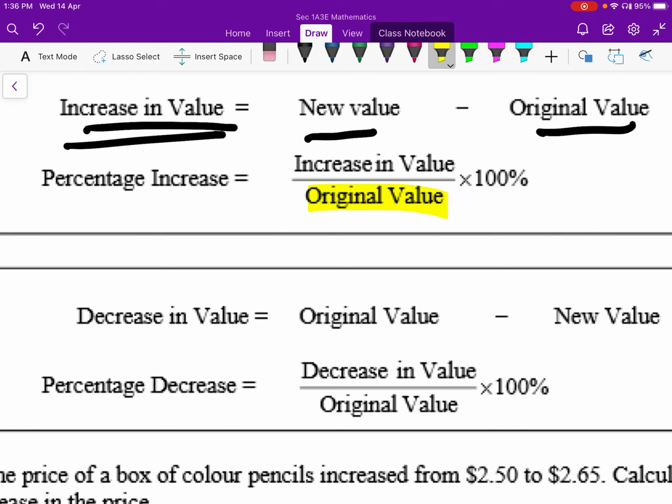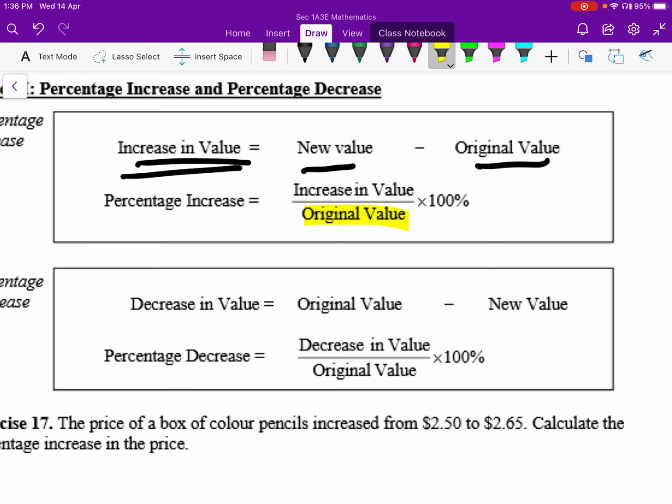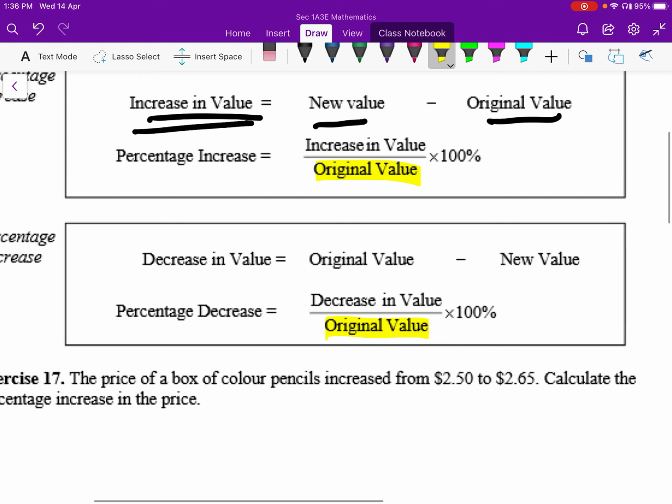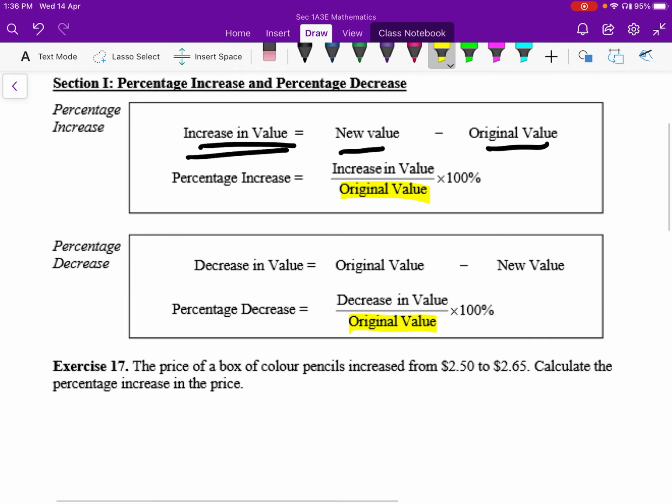And you compare that with decrease in value. You have the original minus the new. Because the value dropped. You take the big number minus the small number. And you divide by the same original. You always divide by original because you're comparing with the original. So this portion, as long as you understand the English about it, then you're fine. There's nothing to memorize. Except that we're always comparing with the original.